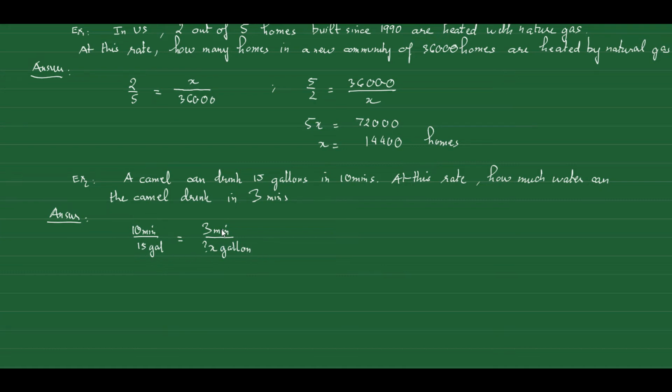What if over here they don't say 3 minutes? They say 3 seconds. Then you have to change the unit to minutes, or change the 10 minutes here to seconds, in order to apply the proportional cross multiply property. Now, because the units are the same, minutes and gallons, I can apply cross multiply. So I have 10x equal to 15 times 3, 45. So x is 4.5 gallons.